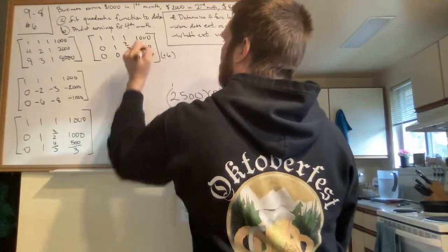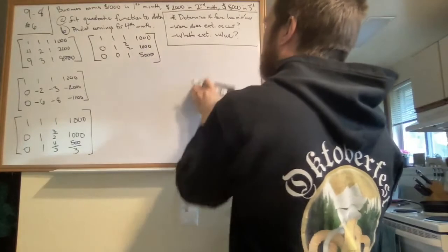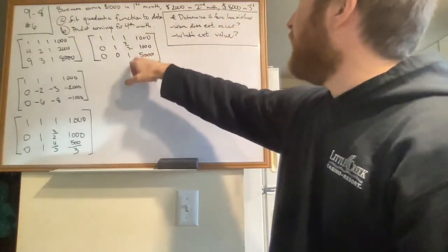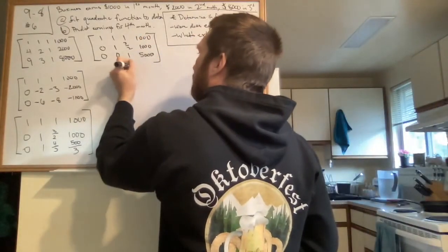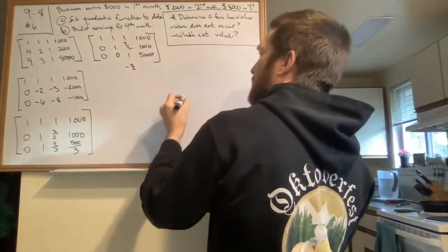Okay. All right. This ain't bad. We're almost done. So that needs to be a -3/2. So if I multiply this by -3/2, multiply that by -3/2.